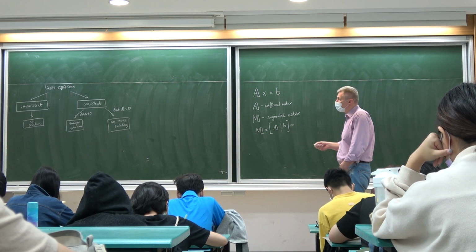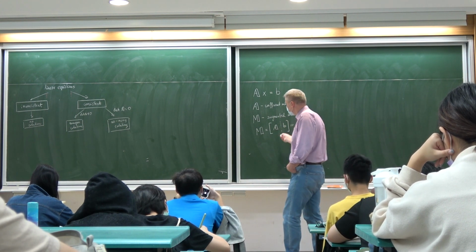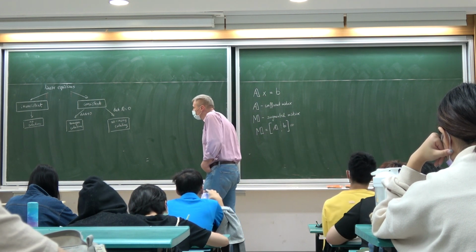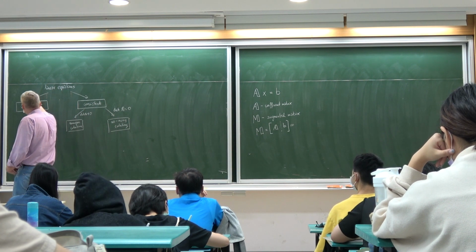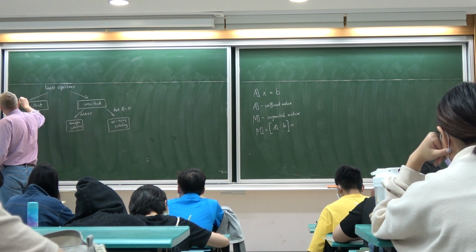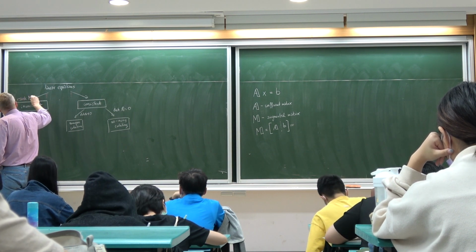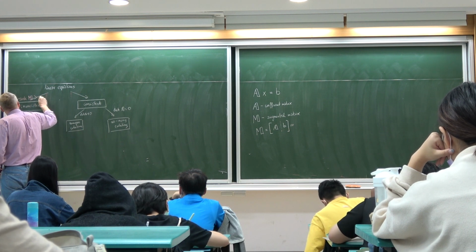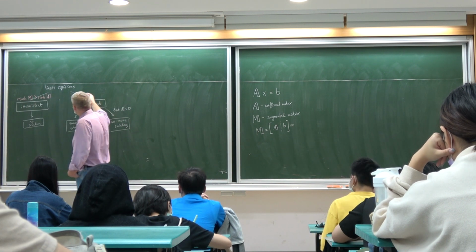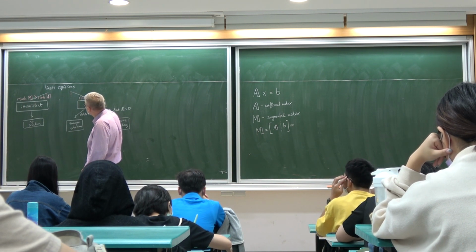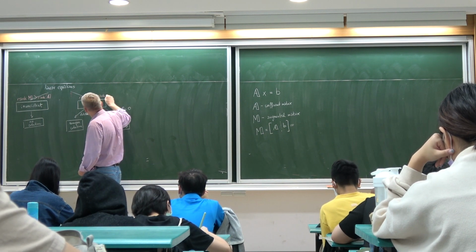Good? Good. Now, the next thing to be done is to write what inconsistent and consistent mean. Inconsistent simply means that rank M is larger than rank A. While in the consistent case, rank M is equal to rank A.